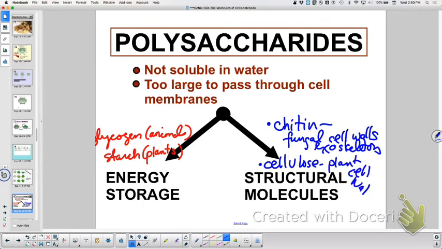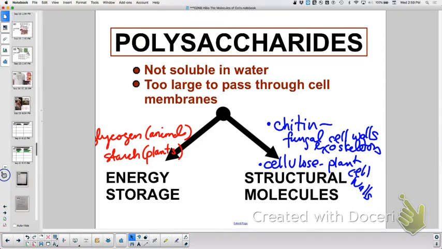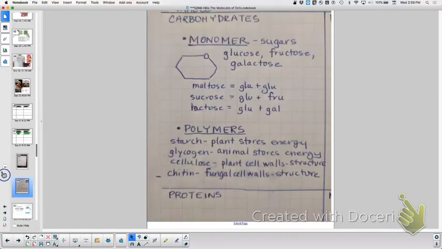Plant cell walls. Okay, those are your carbohydrates. So when we look at our review that we did in our debrief, we had the monomer. This was our symbol for the monomer. We said here are the three common monomers: glucose, fructose, and galactose. These are our disaccharides. Here are our polymers, and starch and glycogen are energy, and cellulose and chitin are structural. And that was our review.